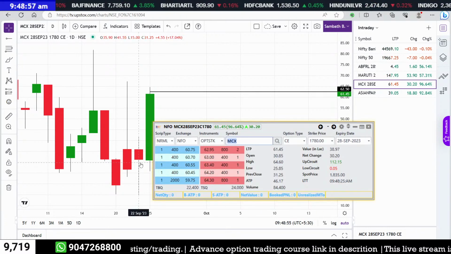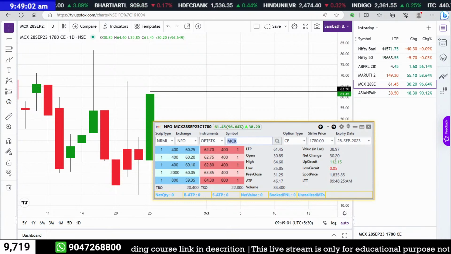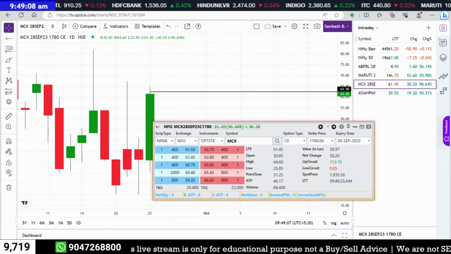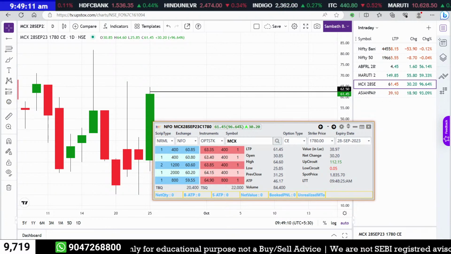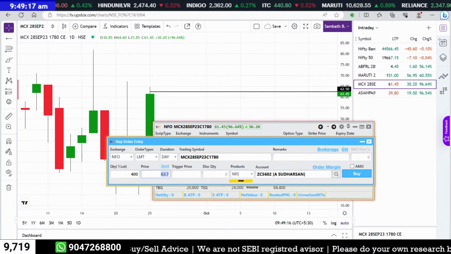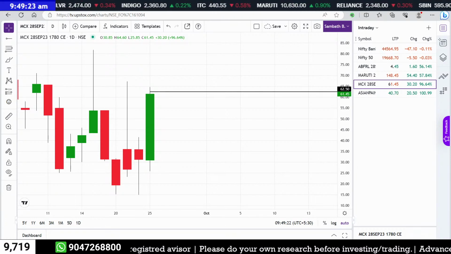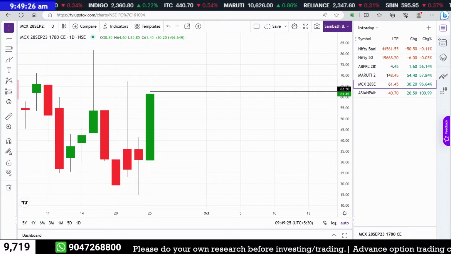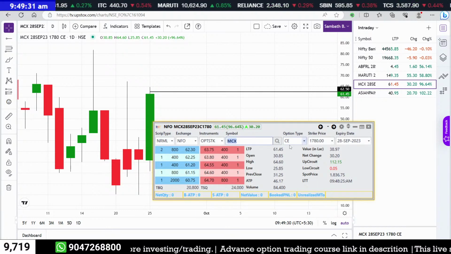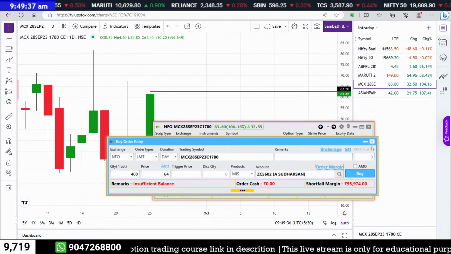Currently 61.4, and a sudden high is made around 64.6. The previous high which we have seen is around 61.6. Now it made a new high, so maybe the entry triggered on this. Let me wait and see what's going on in MCX. The lot size is something around 400. And what is the margin for this? Margin is 55,000.